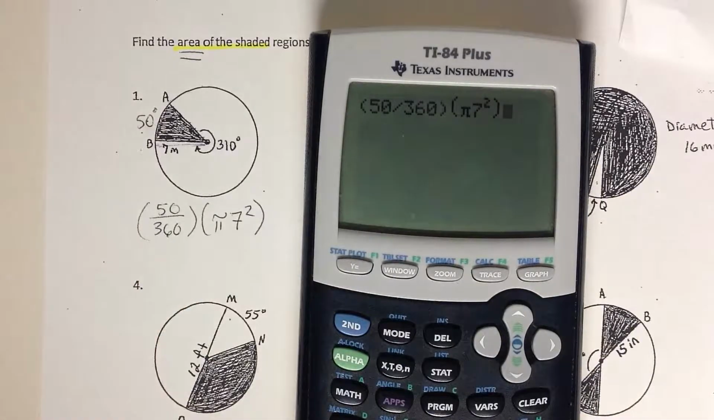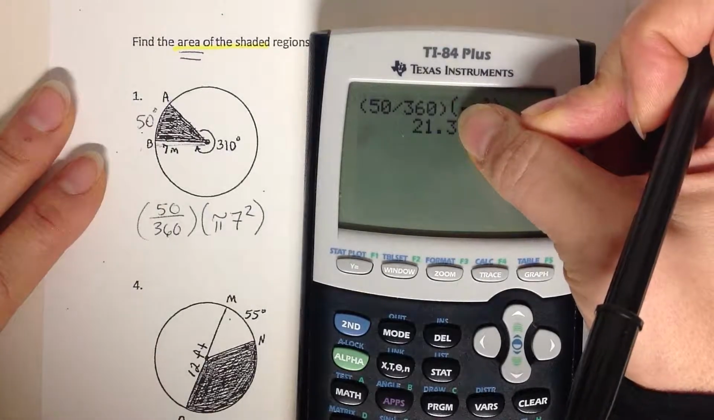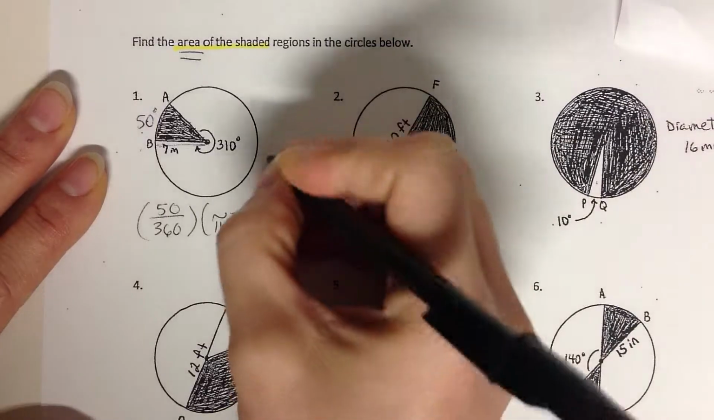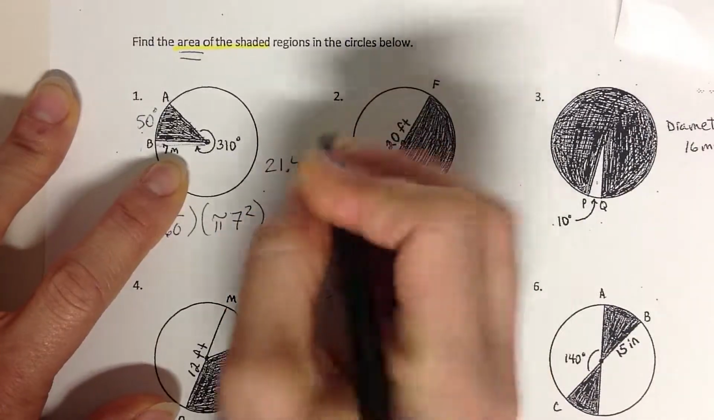I don't really need parentheses. You see there's different ways to enter this. I'll do the next one without parentheses. 21.4, right? We're finishing here. The 8 says make it bigger, so 21.4. And these are square meters.